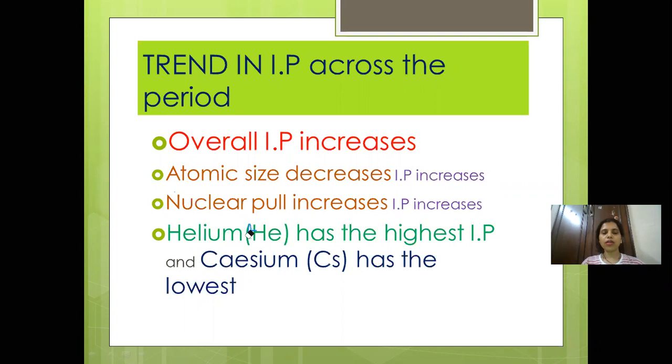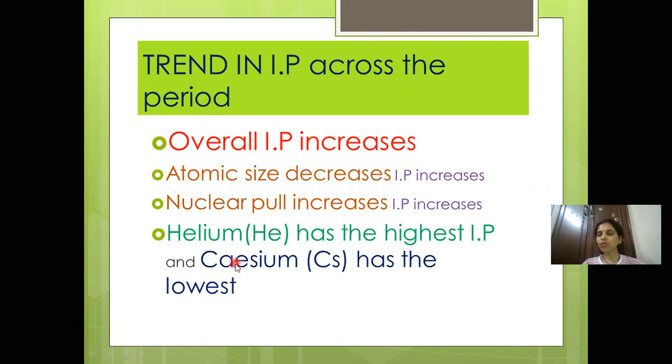Okay, so overall IP which is there, what will happen to the overall IP? It will increase. Now, why does it increase? Because when you're going from left to right, you have already learned atomic size decreases and the nuclear pull increases. IP is inversely proportional to atomic size, so atomic size decreases, IP increases. Nuclear pull increases, IP increases. So in both conditions, IP is increasing. So it increases when you're going from left to right, that is across the period.